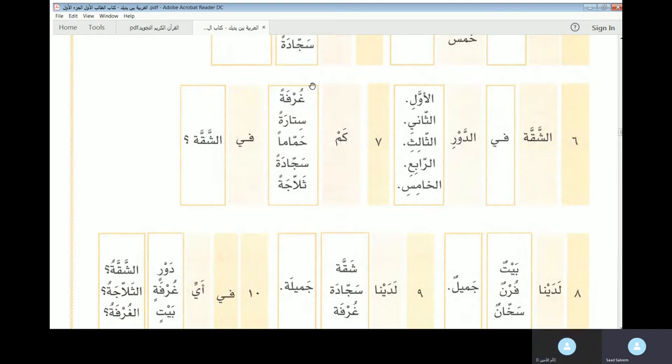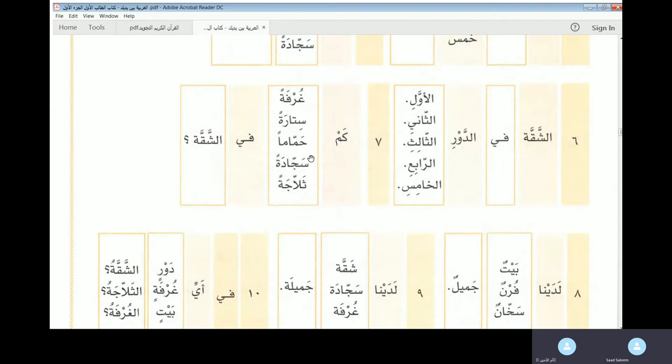Kam gurfatan fi shaqati? How many rooms are in the apartment? Kam sitaratan fi shaqati? How many curtains are in the apartment? Kam hamaman fi shaqati? How many bathrooms are in the apartment?